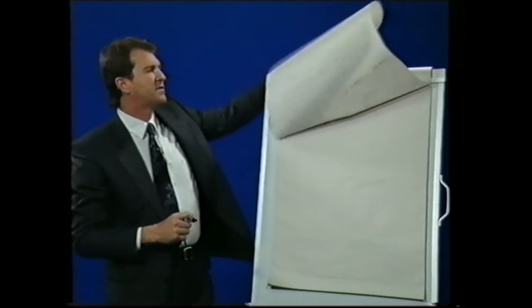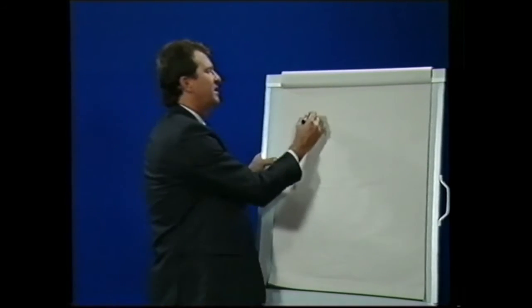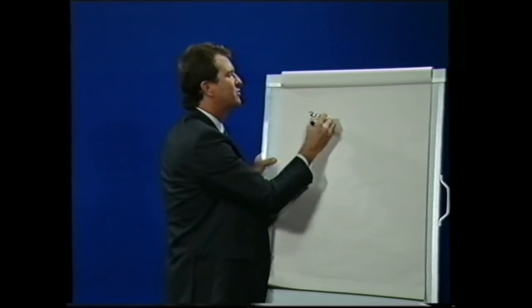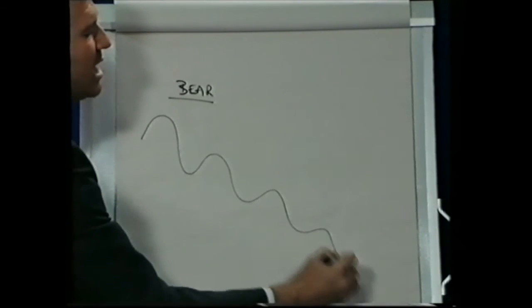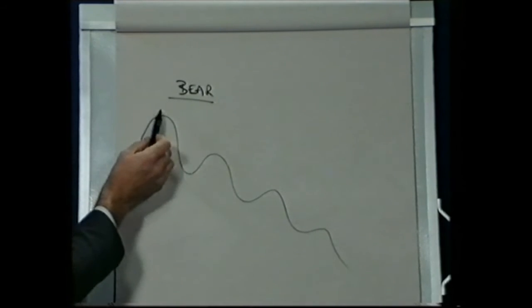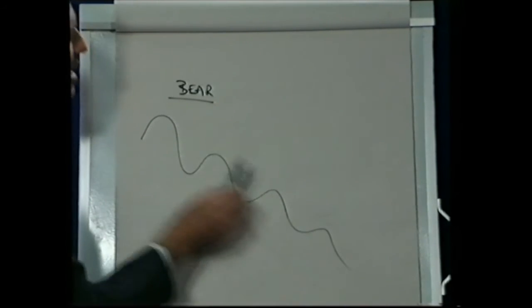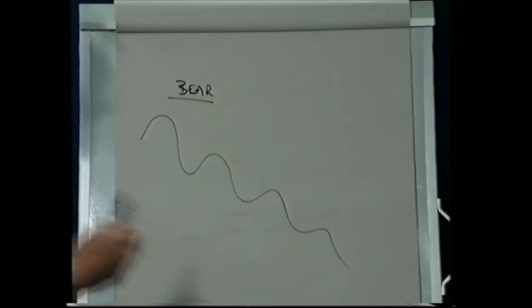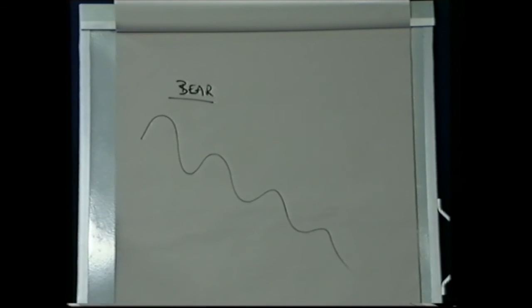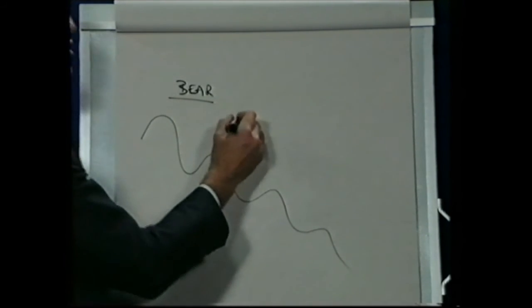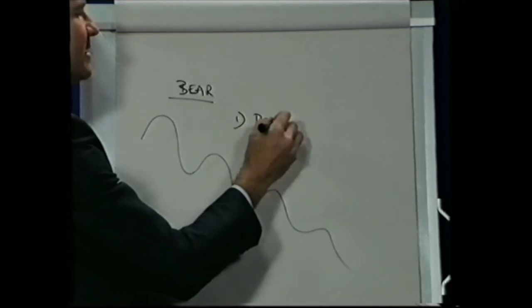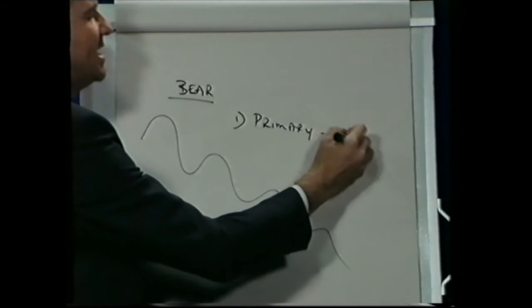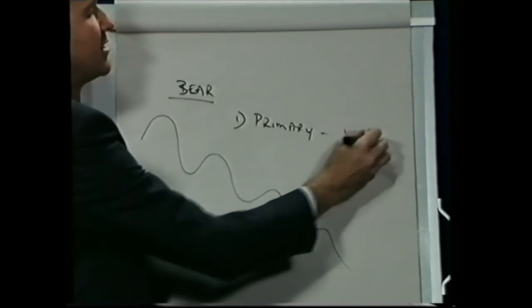The reverse of the bull trend is referred to as a bear trend or a bear market. And a bear market is a series of lower highs and lower lows, which means that each of the subsequent highs in the market is lower than the previous one, and each of the subsequent lows in that particular market is lower than the previous one as well. So the primary trend is referred to as a bear trend, and it too lasts for a period of years.